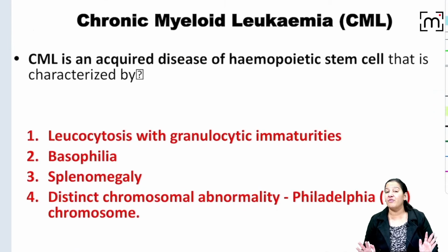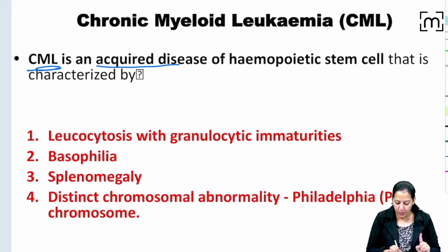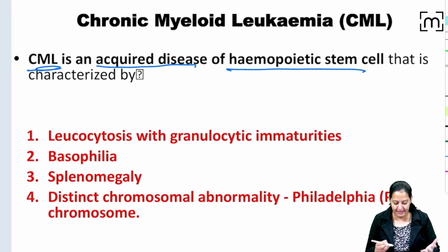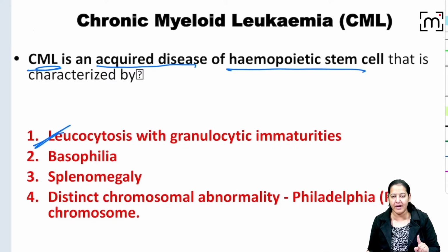So what is the introduction? What is the definition? It's a leukemia. Chronic myeloid leukemia is an acquired disease of the hematopoietic stem cell that is characterized by 4 findings. Let me enumerate the 4 findings. It's leukocytosis with granulocytic immaturities. So the WBC count in the blood is increased, but the granulocytes are immature, they are not mature.